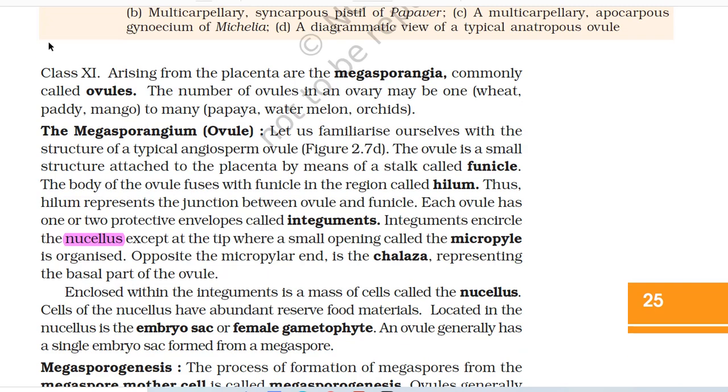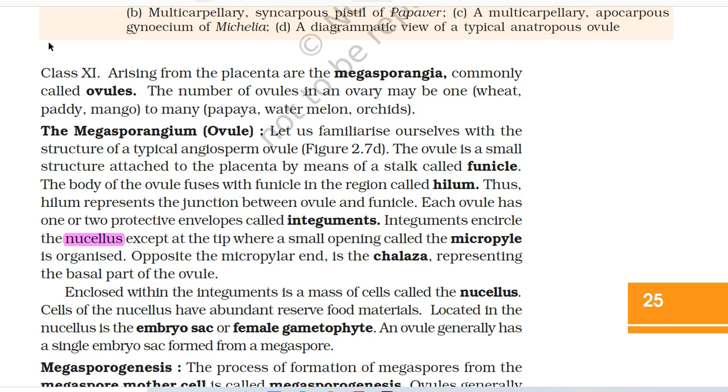Arising from the placenta are the megasporangia, commonly called ovules. The number of ovules in an ovary may be 1 (wheat, paddy, mango), to many (papaya, watermelon, orchids). The megasporangium (ovule).